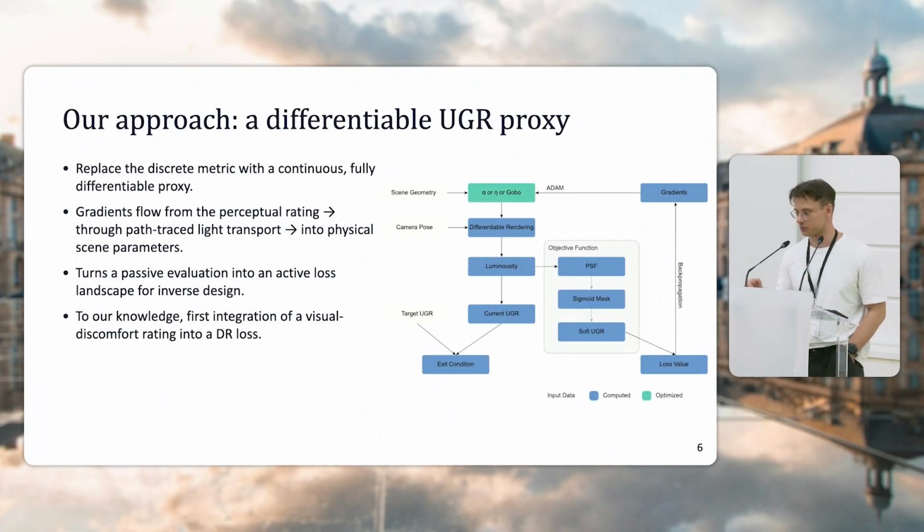So our approach is to replace this discrete metric with a continuous, fully differentiable proxy. Once we do that, gradients can flow from the perceptual rating back through the path-traced light transport and back into physical scene parameters, such as roughness and refractive indices. This turns UGR from a passive number that you compute into an active loss landscape you can descend and use to optimize a scene.